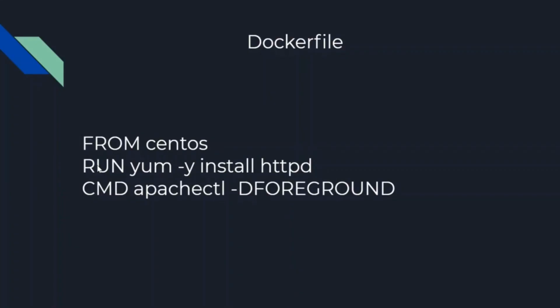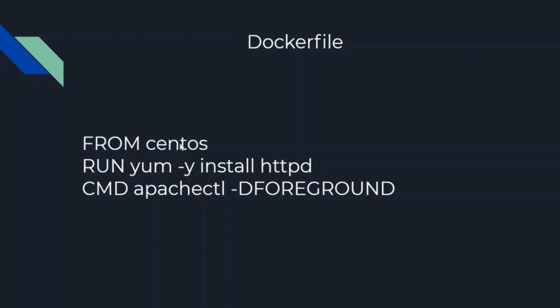Then second, you have this run instruction, which, based on the operating system that you chose, will give you the ability to install packages. So say that you choose Ubuntu here, then you say apt-get. If you choose a Red Hat based system like CentOS, you say yum install whatever. Or if you choose Alpine, then you would say apk add something.